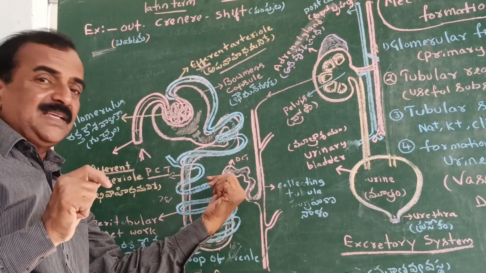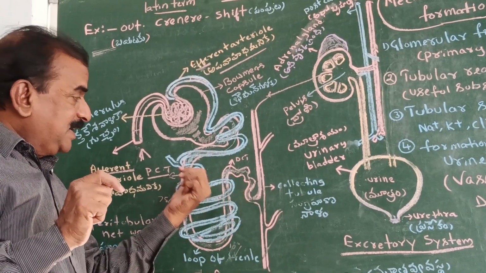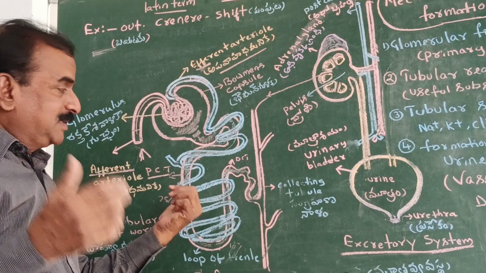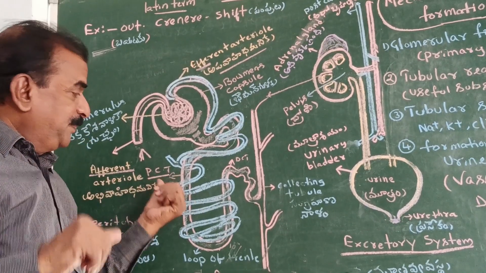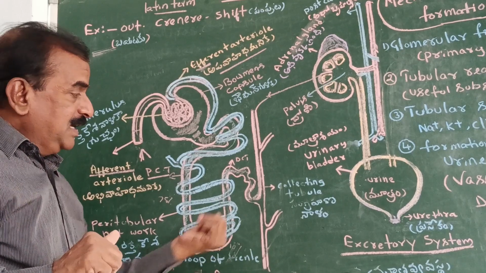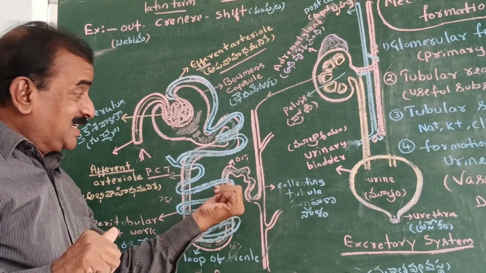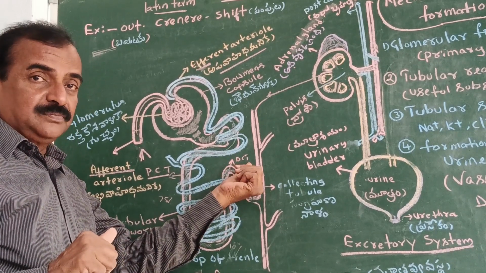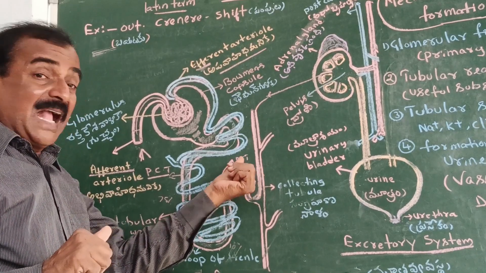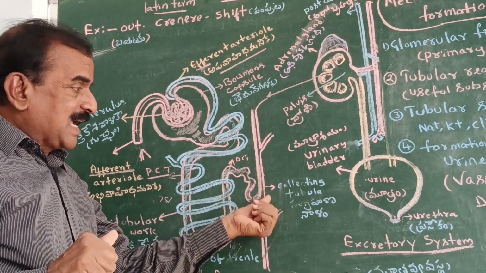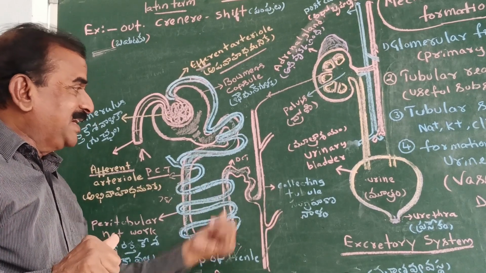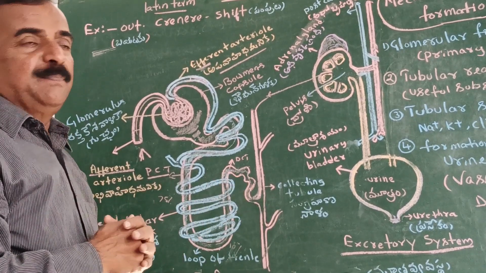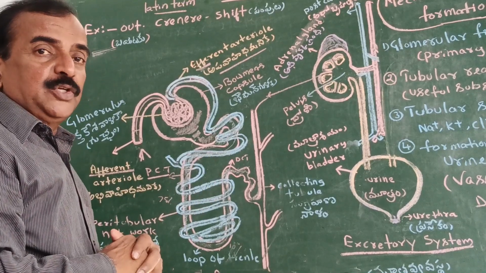The remaining part is called the renal tubule, and the renal tubule consists of mainly three parts. Already we discussed: the proximal convoluted tubule, the loop of Henle, and the distal convoluted tubule, then the collecting tubule. The PCT, loop of Henle and DCT are the main parts of the renal tubule.